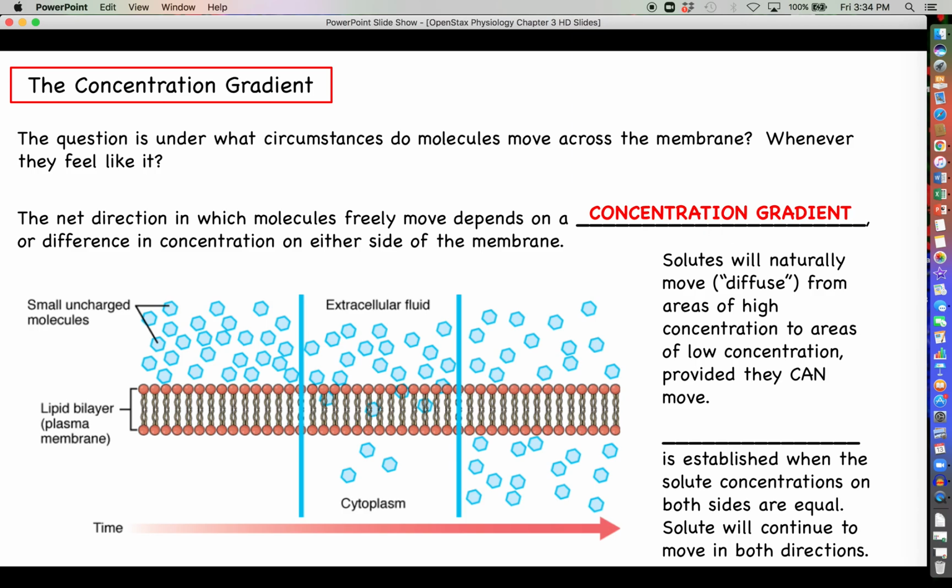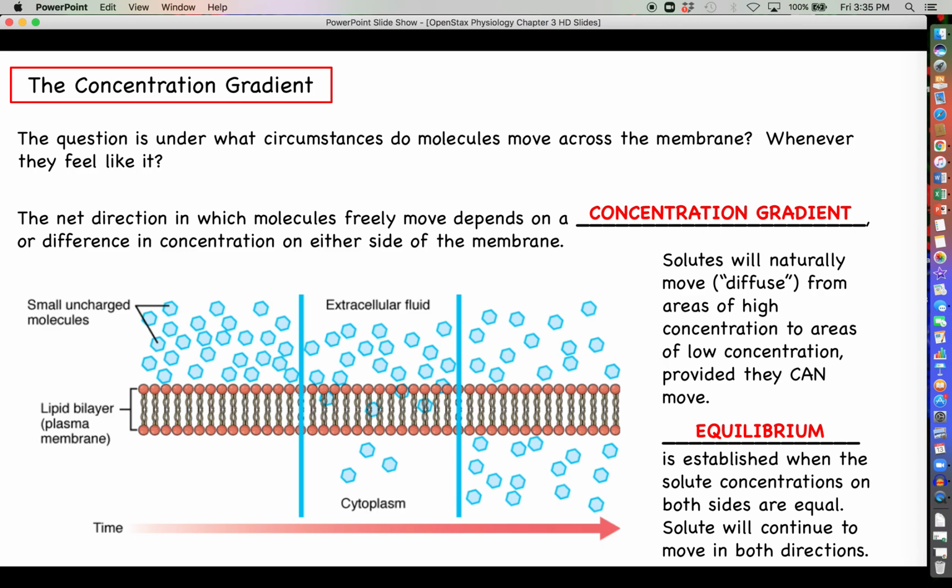When we do this, we have a specific term for what we have accomplished. This is called establishing equilibrium. At equilibrium, you have an equal concentration of solute on both sides of the membrane. Solute, like I said, will continue to move at equal rates in both directions so that the concentration on each side does not change.